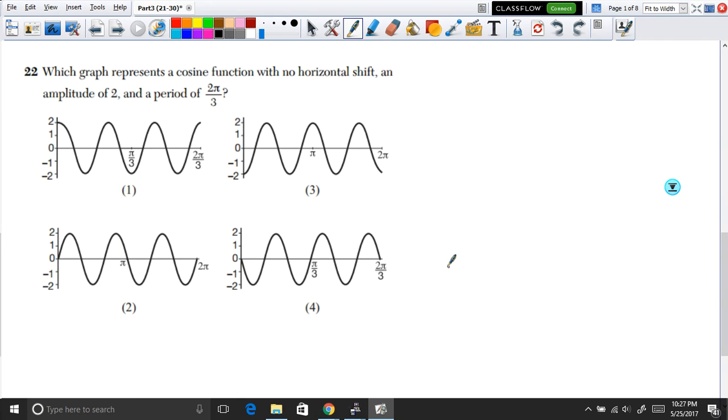Okay, cool. Let's look at question 22. It says, which graph represents a cosine function with no horizontal shift, an amplitude of 2, and a period of 2 pi? All right, so let's start with the following. Here we can see that we try to graph a cosine function.